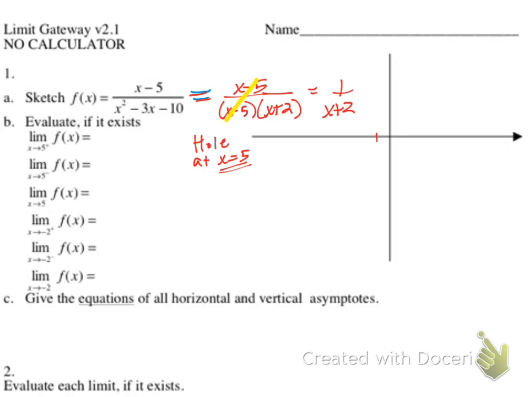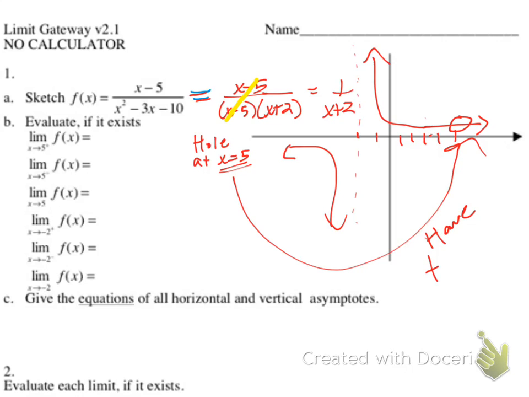We know there's a vertical asymptote at -2, and it's like a 1 over x graph. One thing we need to add, though, to our graph is that hole at x equals 5. You need to indicate that. It's really important in limits to indicate that hole. You have to give that in that graph. The next thing is now we can do evaluating the limit at the various places you see in part B.